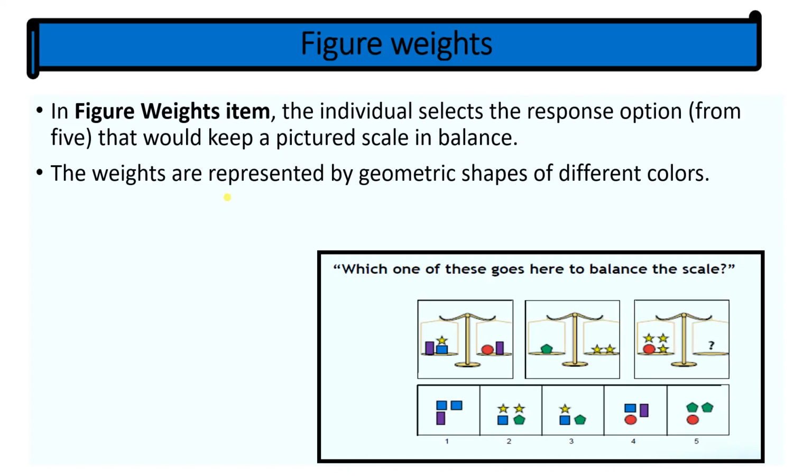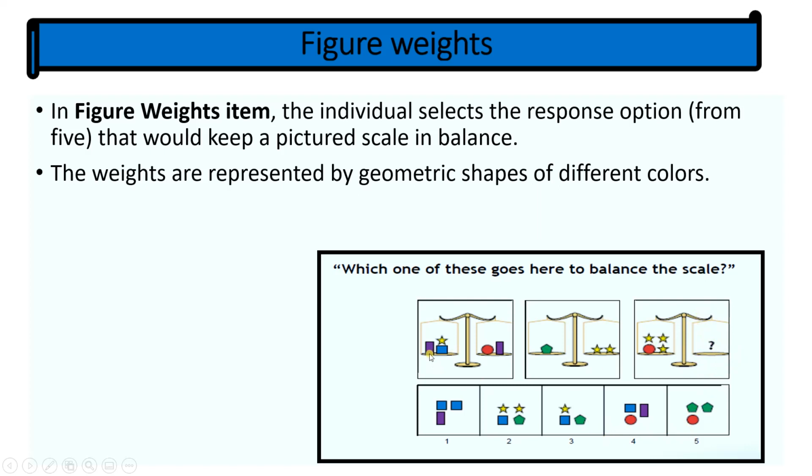This example will make it more clear. Which one of these goes here to balance the scale? And see here, this pane of the balance or scale is empty, and we have to select any one option which will keep this scale in balance, like these scales are in balance.